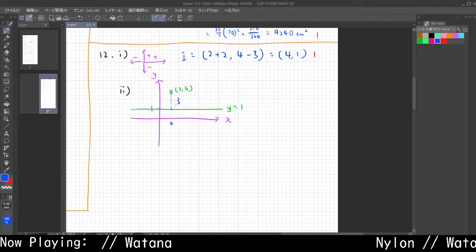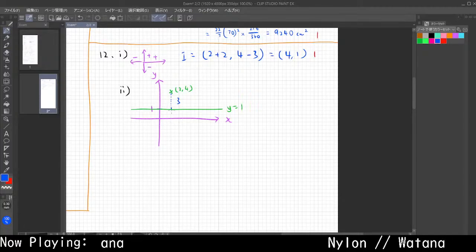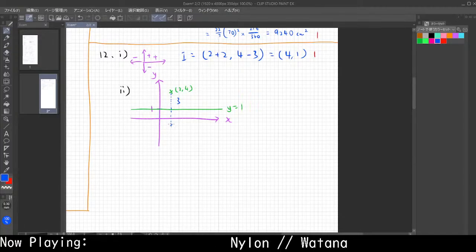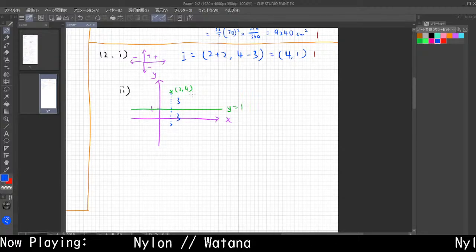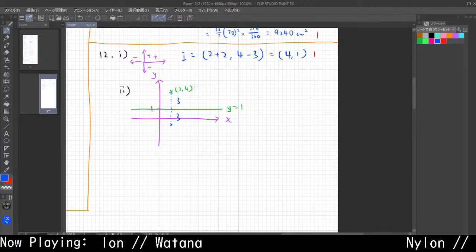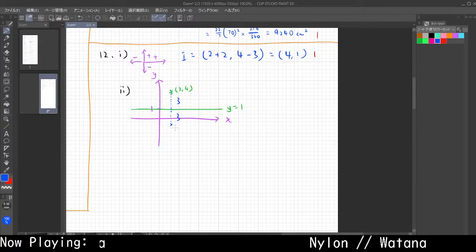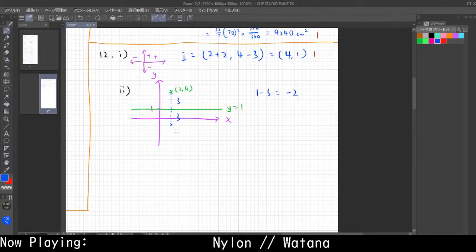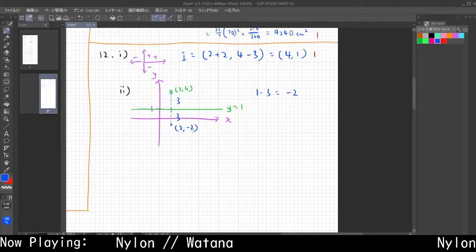So you duplicate this over from your line to your image. Your resulting reflected image should be 3 steps away as well. You got 3 by taking 4 minus 1. So in this case, you take 1 minus 3, and you get negative 2. Therefore, this point over here will be (2, -2), like this.